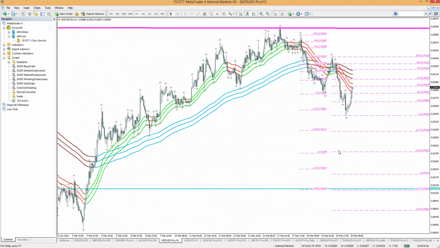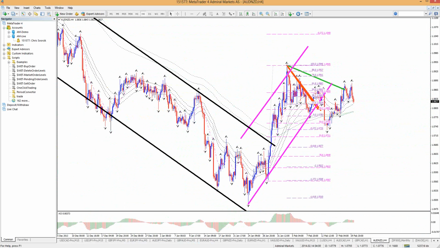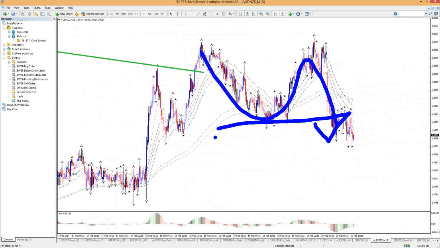New Zealand is moving down, I think. Let's check. Well, yeah, it's stuck in a no man's land at the moment, but basically on the 15 there is some downside movement here. Bit choppy though.